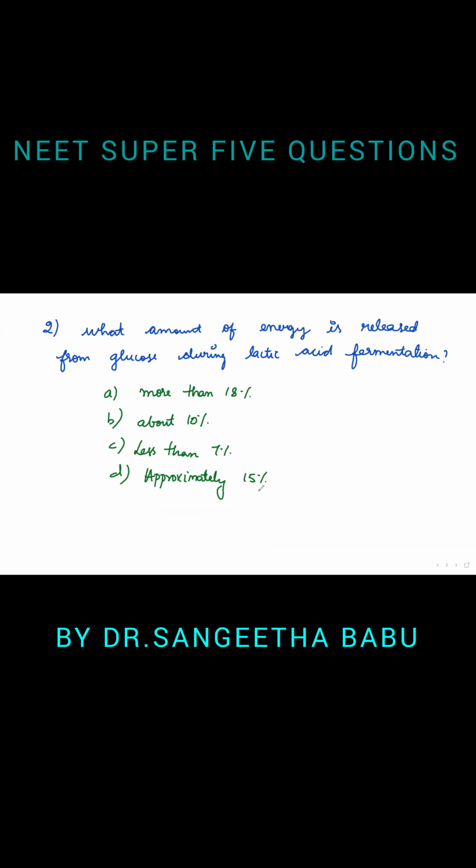So what amount of energy is released from glucose during lactic acid fermentation? Lactic acid fermentation also comes under a sort of anaerobic respiration, as does alcohol production. But in this case, the energy yield is very less. Nearly 59 kilocalories only we get in anaerobic respiration, whereas in aerobic respiration we get 686.